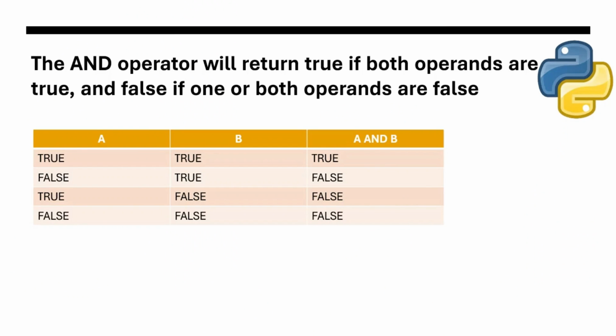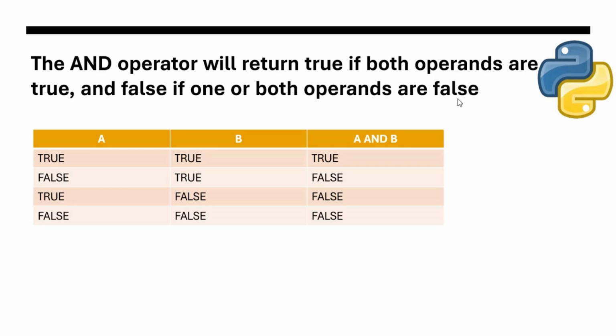In our video this time, I will explain about the AND operator, which will return true if both operands are true, and false if one or both of the operands is false.